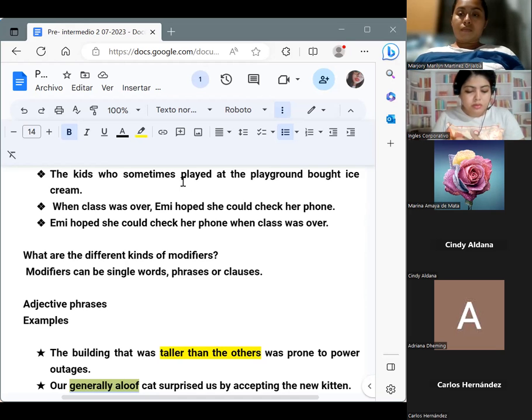Okay. También tenemos cláusulas que llevan adjetivos que pueden funcionar como modificadores, y creo que este ya sería almost the last part.